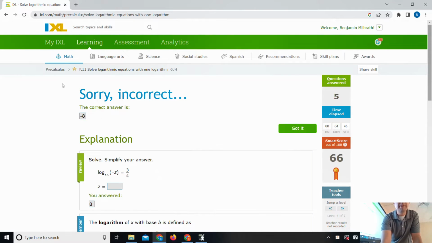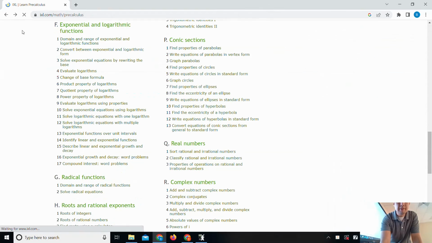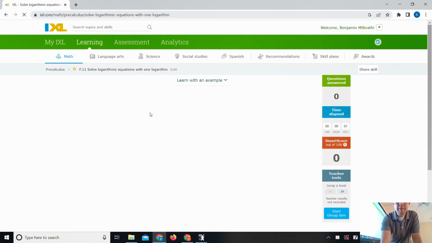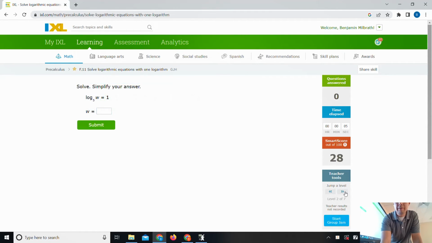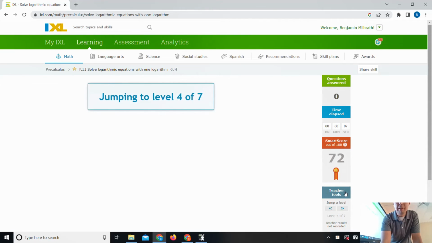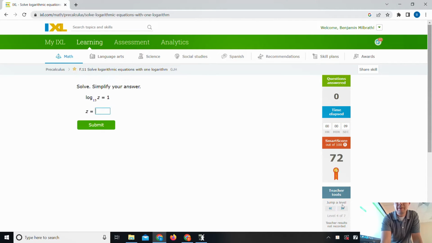Oh, negative 8. What did I do wrong here? What did I miss? Oh, I went too far. Phooey. Here I am being cocky and missing something, and I hit the back arrow. Maybe I can see that thing again. I need a second chance at that sucker. They're not going to give it to me, are they?